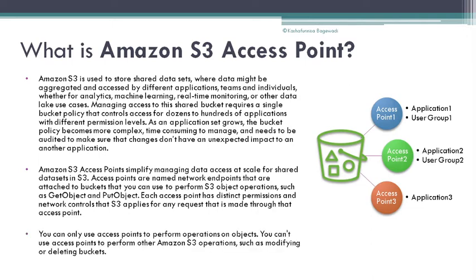You can use an access point only to perform operations on objects. You can't use an access point to perform other Amazon S3 operations such as modifying or deleting buckets. So you can use an access point for your object level operations like get and create object. You can't use it for bucket level operations such as update and delete buckets.